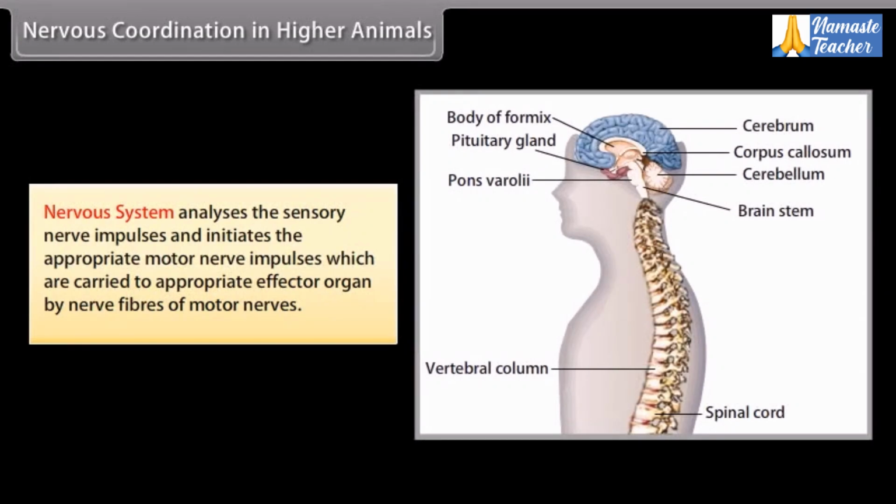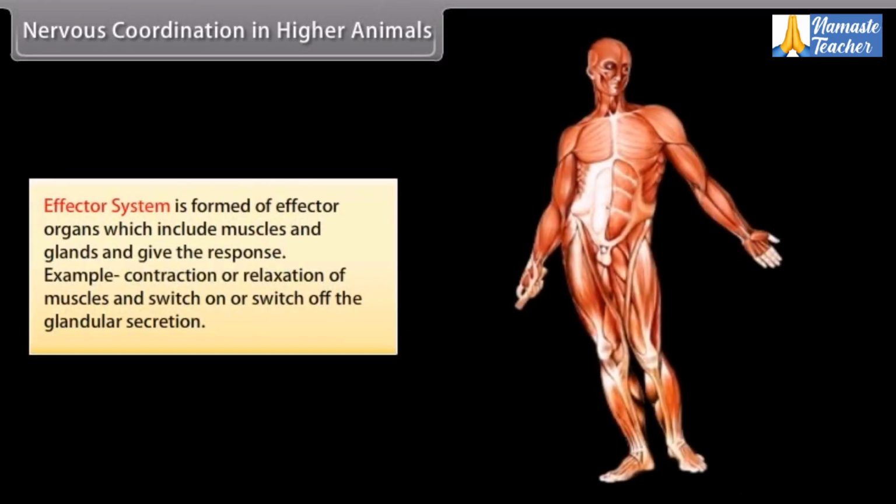Nervous system analyzes the sensory nerve impulses and initiates the appropriate motor nerve impulses, which are carried to the appropriate effector organ by nerve fibers of motor nerves. Effector system is formed of effector organs which include muscles and glands and give the response. Example: contraction or relaxation of muscles and switch on or switch off of glandular secretion.